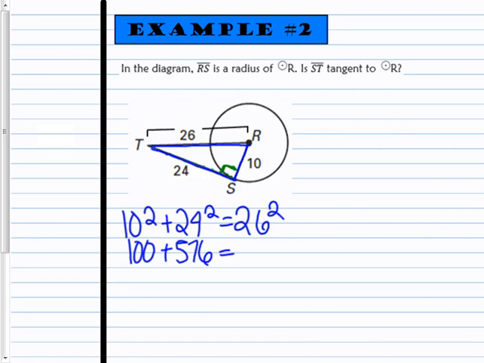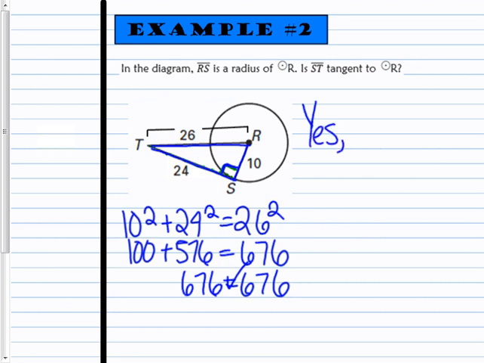If this works out to be true, then I know it's a right triangle. 10 squared is 100, plus 24 squared is 576, plus 26 squared is 676. 576 plus 100 is 676, which does in fact equal 676. So yes, this is a right triangle, which means this is a right angle. So yes, ST is tangent to the circle because it's perpendicular. So we would say yes, but let's go ahead and explain it. ST is tangent to circle R, so yes, the Pythagorean theorem shows.